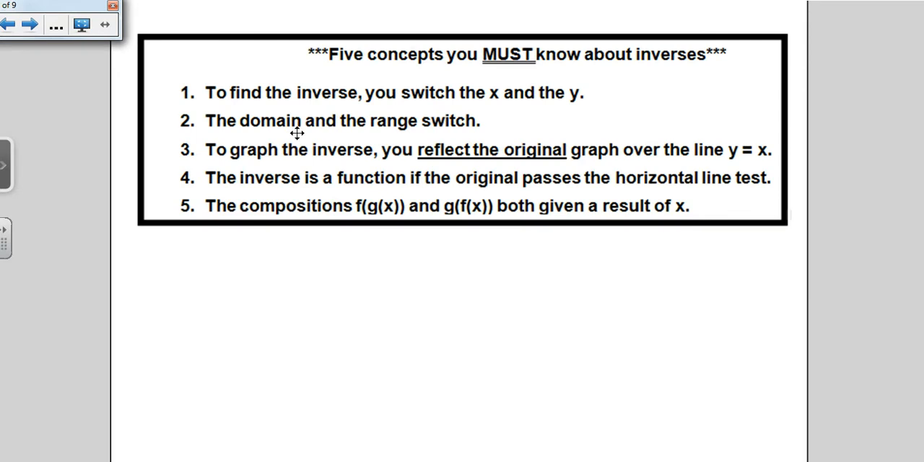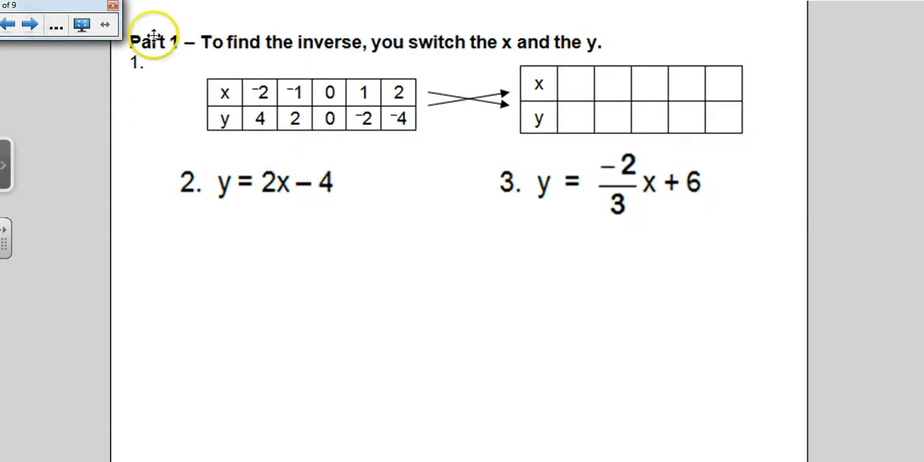The inverse is a function if the original passes the horizontal line test. We'll talk about that a little later. And then the composition f of g of x and g of f of x both give a result of x. So to say both give, sorry. Typo. Moving on.